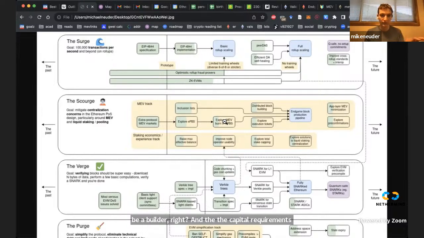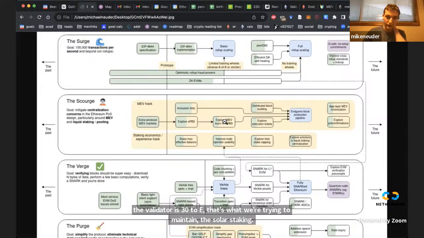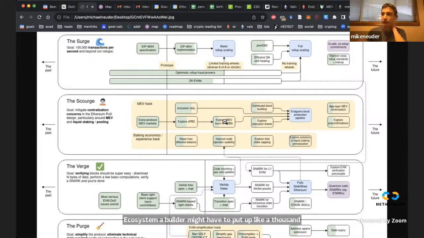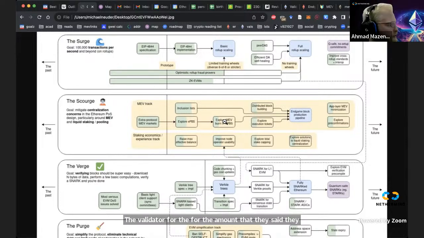If a validator is 32 ETH, that's what we're trying to maintain, the solo staking ecosystem. A builder might have to put up like 1,000 ETH. That might be like $3 million. The exact number is difficult, but basically that ETH is used as collateral to ensure that if the builder buys block space and doesn't produce the block, they still pay the validator the amount that they said they would. There's a few different things that get complicated.